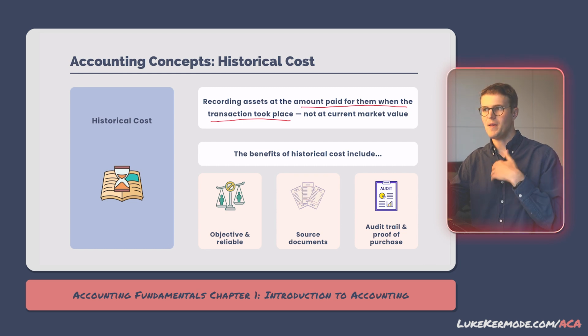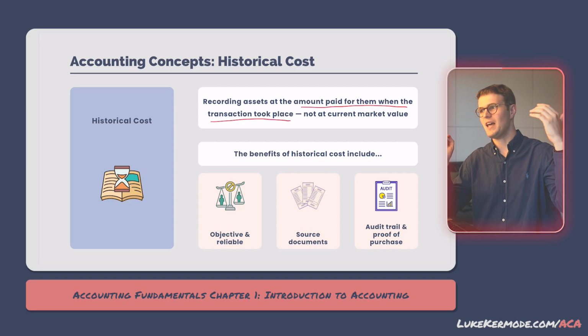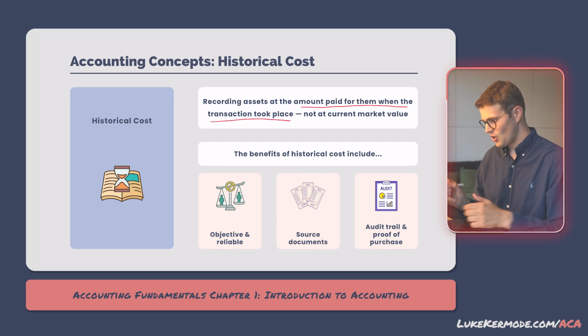For example, if a business buys a delivery van for £20,000, it will record that van at £20,000 in the accounts. Even if the market value of the van has increased to £50,000 today, you record it at historical cost of £20,000. Key benefit of using historical cost is objectivity.